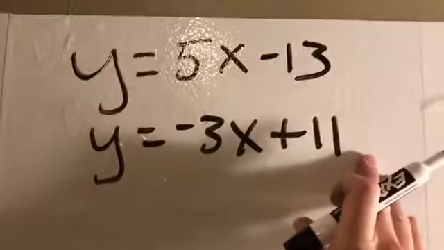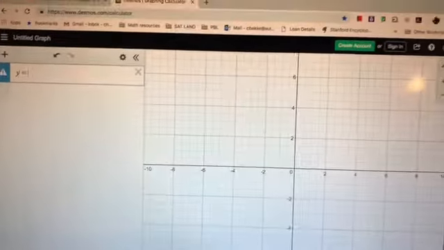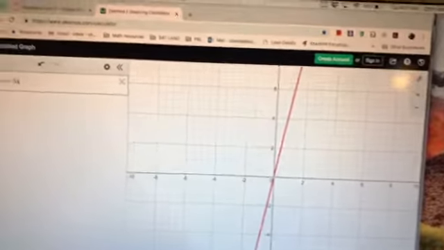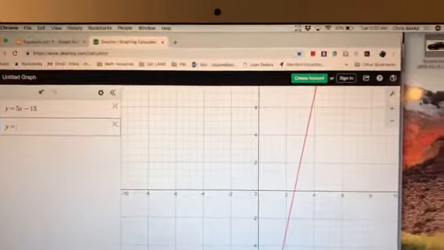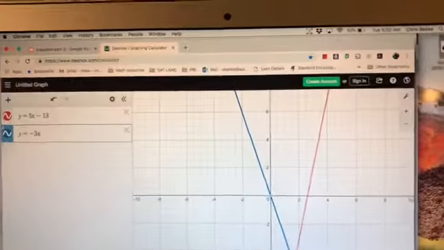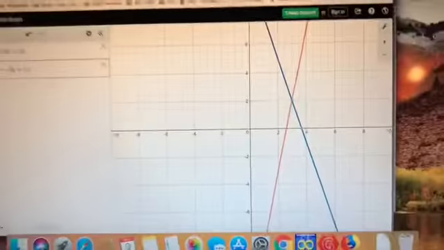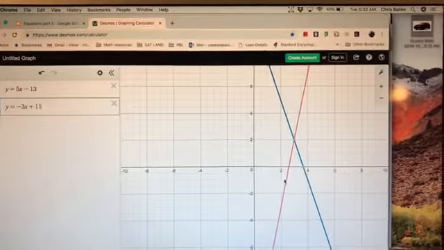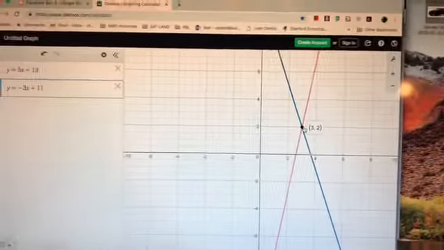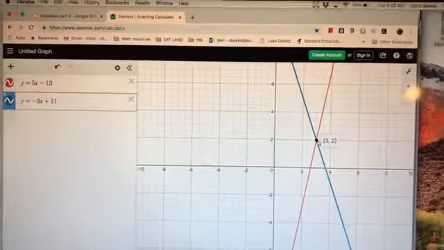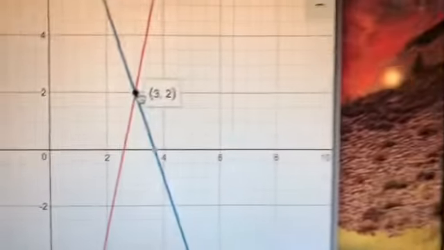I see two equations, and we're going to go ahead and look at what this looks like on a graph, and then we'll figure out how we're going to solve this. So in Desmos, I'm just going to type in the two equations, y equals 5x minus 13, and y equals negative 3x plus 11. And you see that we see both lines over here, graphed in the coordinate grid. And right here, we see the intersection. Now, that is the answer. The solution to a system of equations is where they intersect.